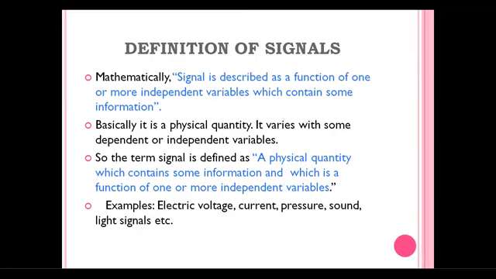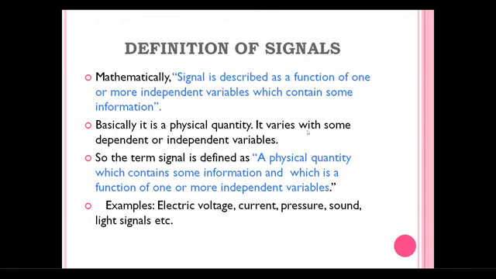For example, take an audio signal. It is a function that varies with respect to time, and that audio signal has its own information. So this is the definition of a signal. Otherwise, a signal can be defined as a physical quantity which contains some information and which is a function of one or more independent variables.